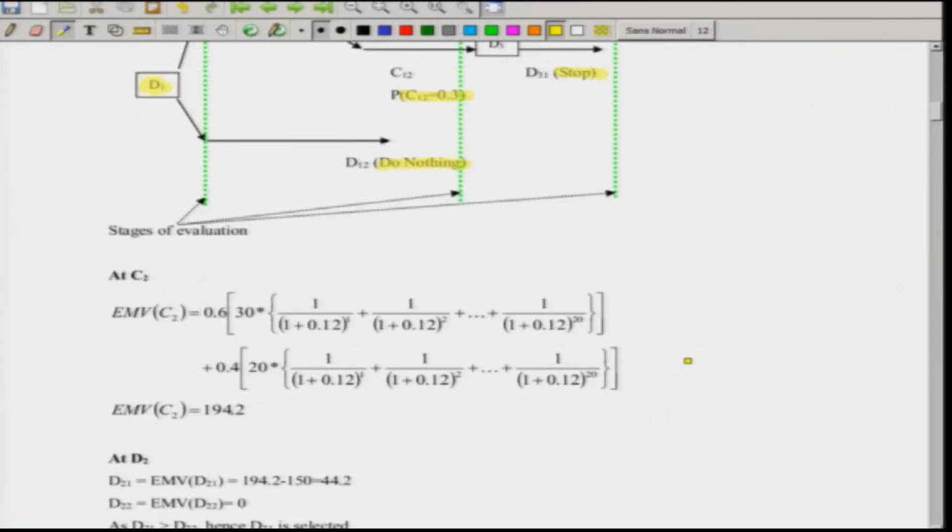At C2, which is the rightmost circle, there are probabilities of 60% and 40%. So, 60% would be multiplied by the net present value of the 30 million which you are getting each year for the coming 20 years, plus 40% of the net present value of the 20 million which you are getting each year for the coming 20 years. So, this is how we do the calculation.